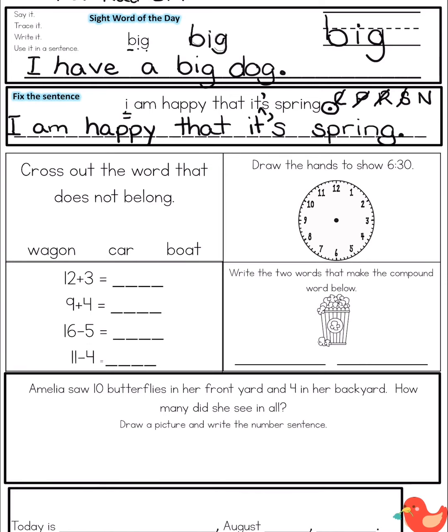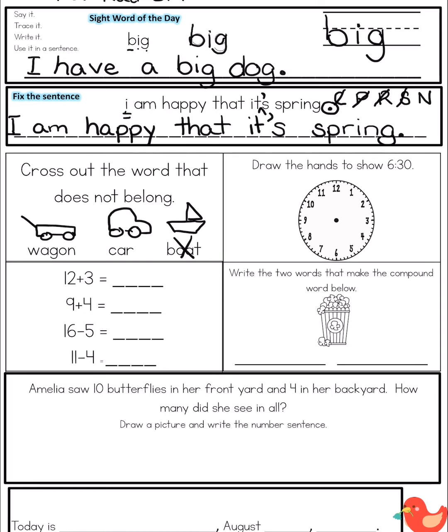I'm going to cross off the boat, and the reason why is because the boat does not have wheels. All right, there's my car. Here's my little red wagon, bouncing up and down in my little red wagon. But see how the car has wheels and the wagon has wheels, but the boat does not.